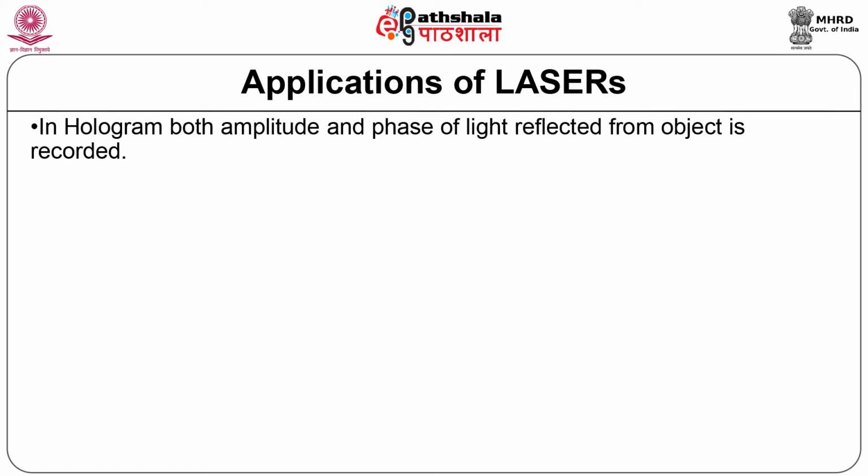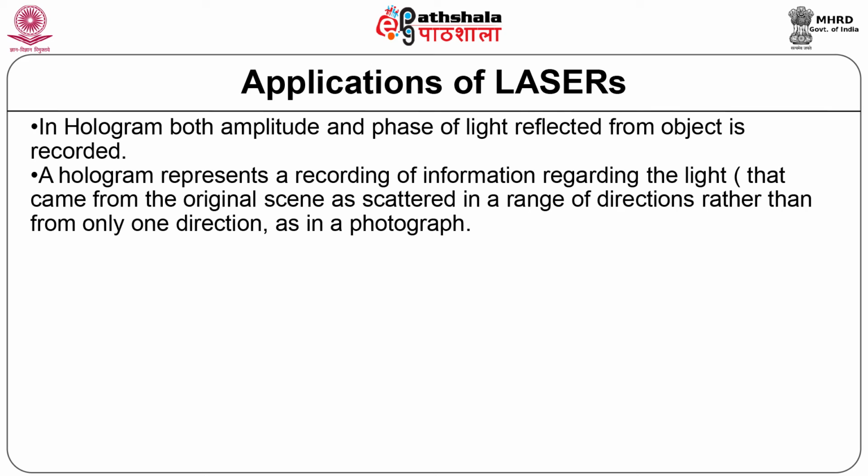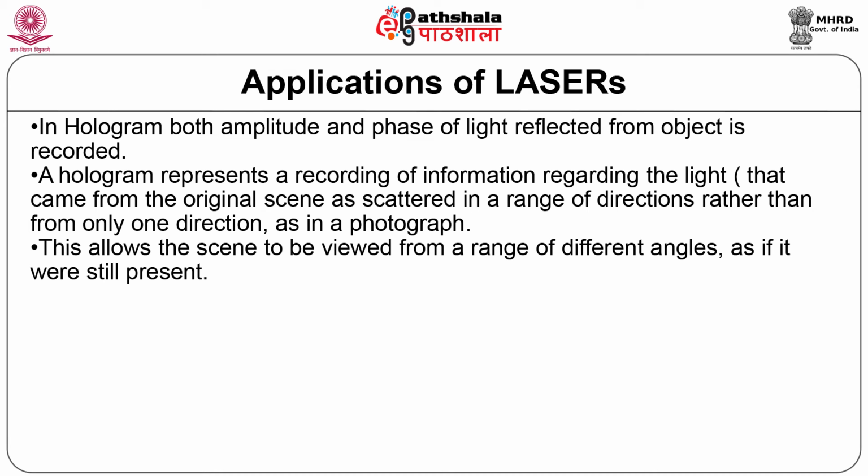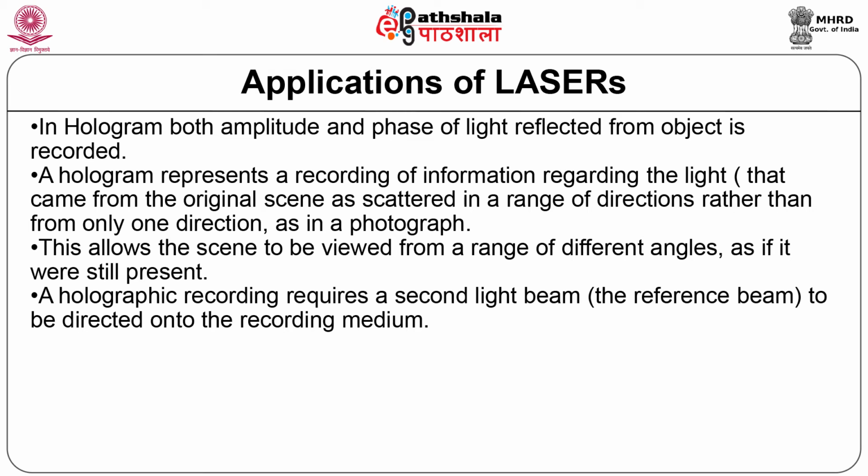In hologram, both amplitude and phase of light reflected from object is recorded. A hologram represents a recording of information regarding the light that comes from the original scene as scattered in a range of directions rather than from only one direction as in a photograph. This allows the scene to be viewed from a range of different angles as if it were present there. A holographic recording requires a second light beam, the reference beam, to be directed onto the recording medium.